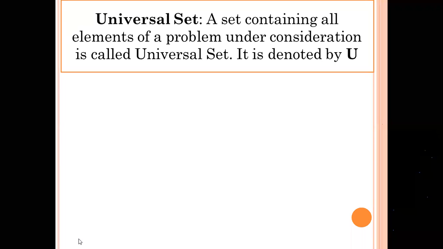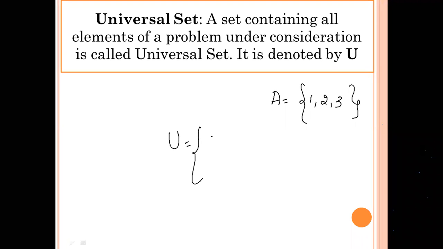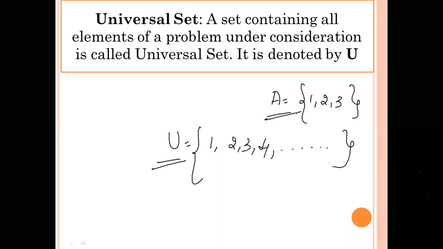I'll give you an example. Let me see after seeing the example whether you can understand or not. Suppose I have set A is equal to {1, 2, 3}. This is my set A. I'll write my universal set as 1, 2, 3, 4 and it goes on. So this is my universal set for set A. So what do you mean by universal set?